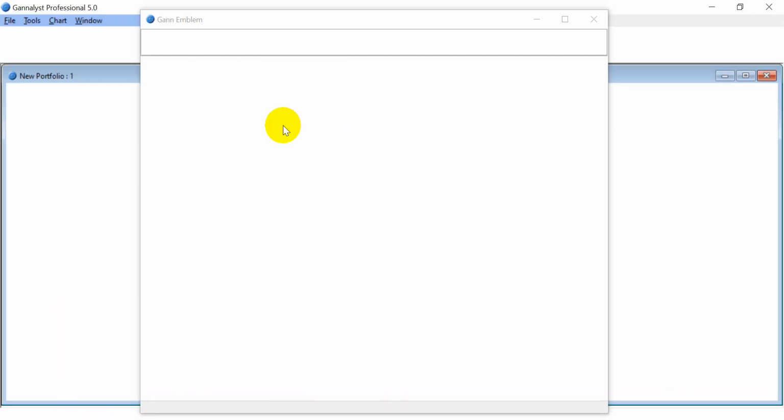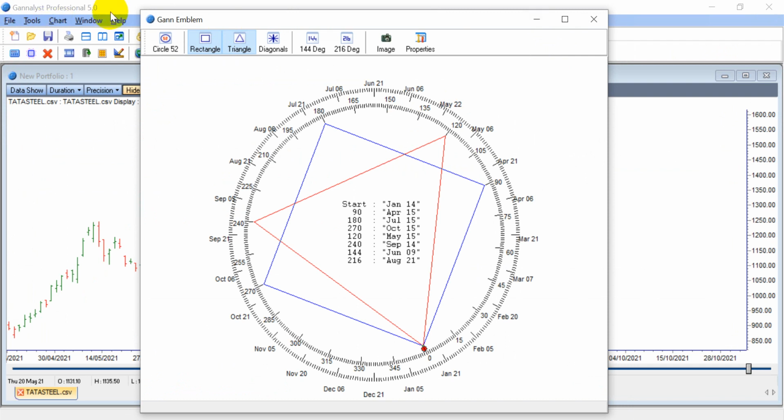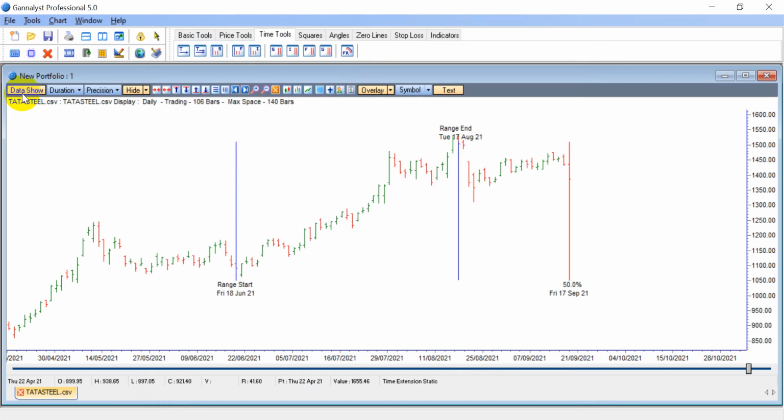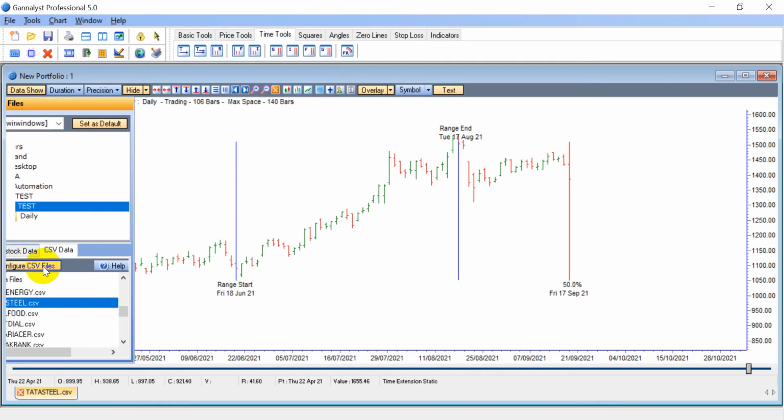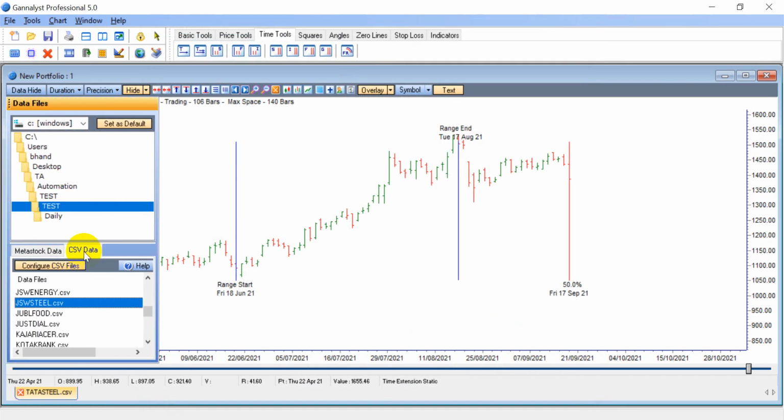I'm using a software called Gann Analyst Professional. It's free software, available widely on the net. For data, it supports two types: CSV data and MetaStock data. MetaStock data is paid, and there are a lot of service providers for it. If you don't want to spend money, you can get CSV data.